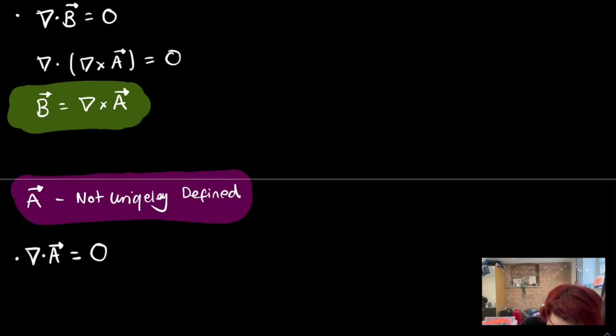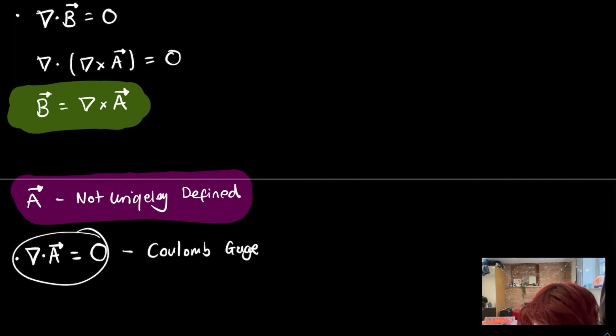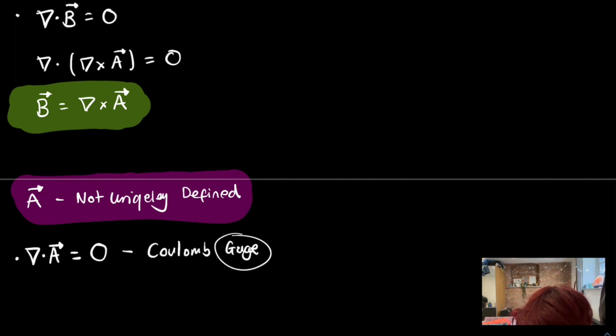So this actually enables this A vector to be uniquely defined. And this just helps us to solve the equations most easily. And this right here is known as the Coulomb gauge. So this choice, what might seem like an arbitrary choice, is called a gauge. This is what's known as a gauge. And this kind of equation right here is just called the Coulomb gauge.